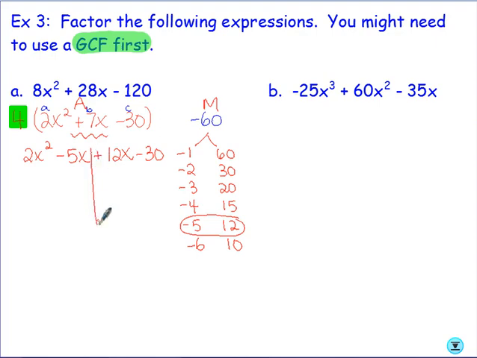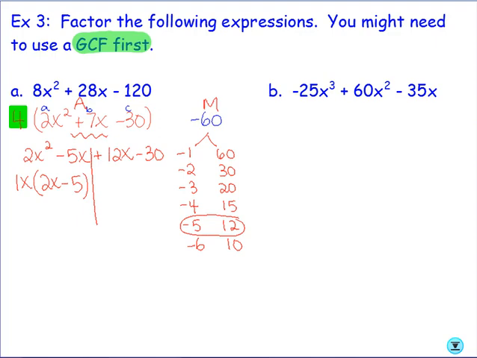Split it down the middle. What can 2 and 5 both be divided by? Only one, but they both have an x. 2 divided by 1 is 2. There's 1x left over. Negative 5 divided by 1 is negative 5. There are no x's left over.